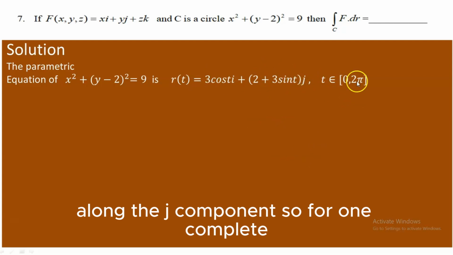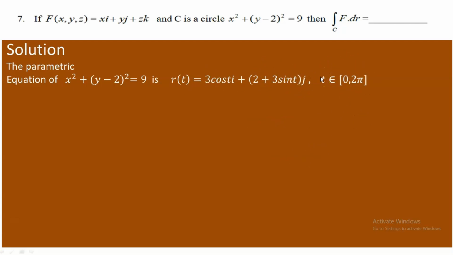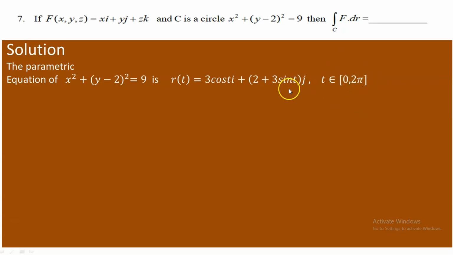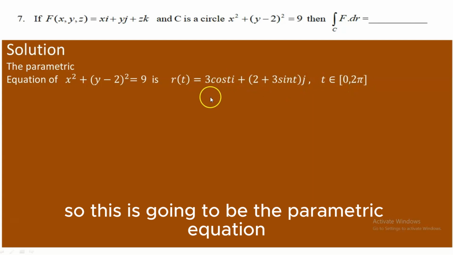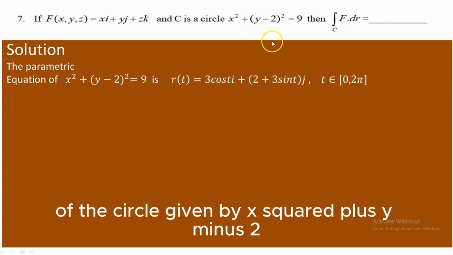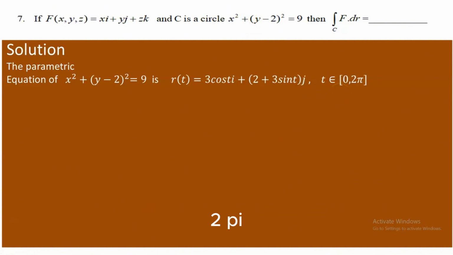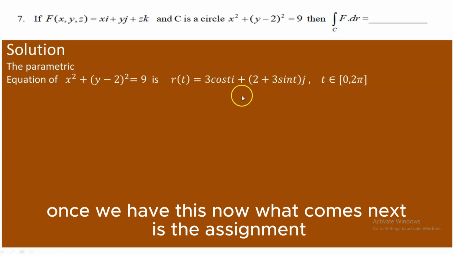For one complete revolution of a circle, t runs from 0 to 2 pi. So this is the parametric equation of the circle given by x squared plus (y minus 2) the whole squared equals 9, for t running from 0 to 2 pi. Once we have this, what comes next is the assignment.